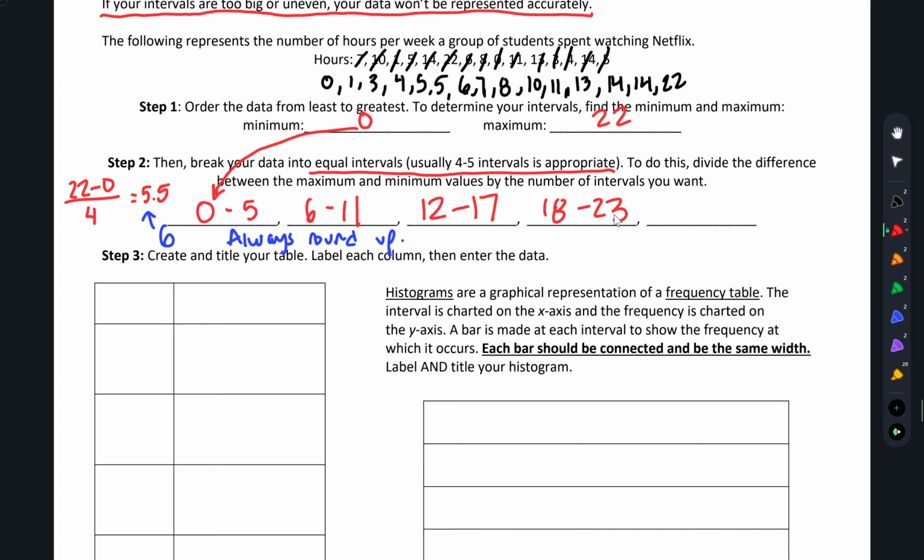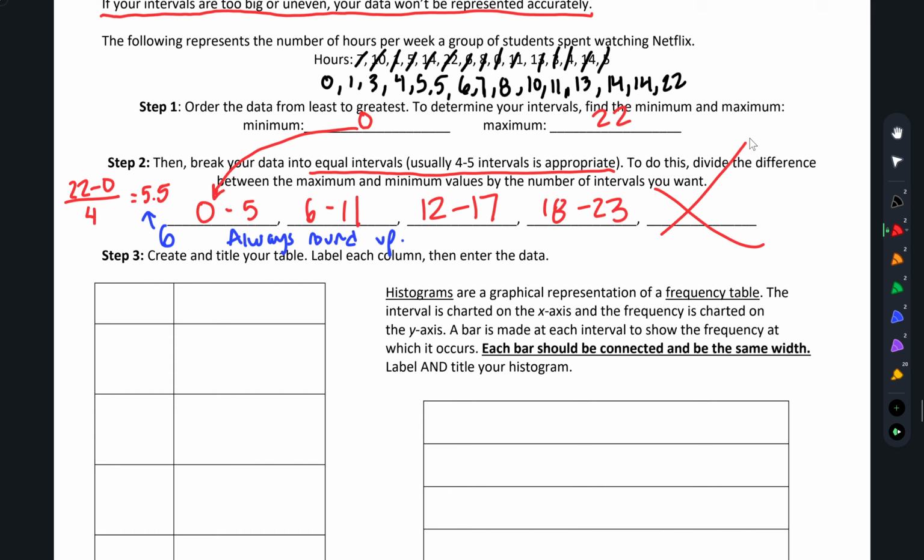Notice, it's not stopping at my maximum value, is it? I still counted 6 out exactly like I should. It does not stop just because I've already reached my maximum. And then I only did 4 intervals, so I don't need this last space.